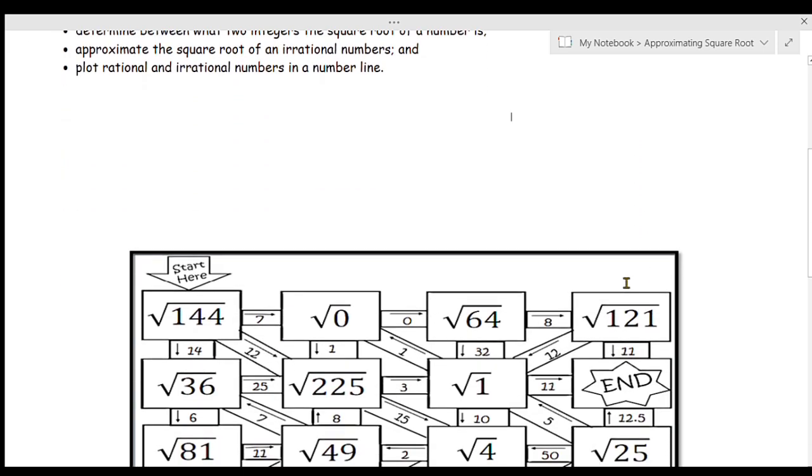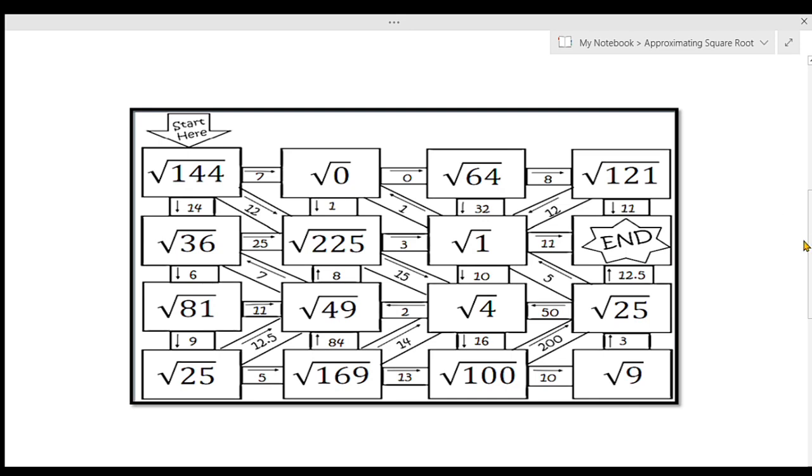So, before we start, let us answer this maze or the square root maze. So, how can we get to the end of this maze? For us to be able to find the correct way to get to this finish line, we need to determine the square root of these numbers. So let's start with this one. What is the square root of 144?